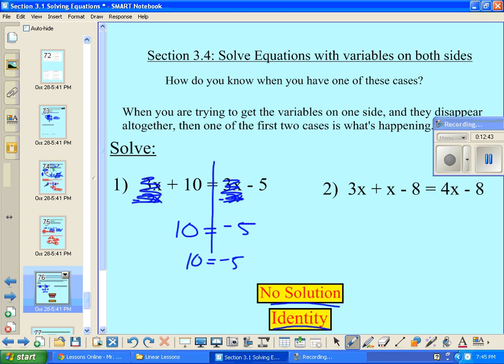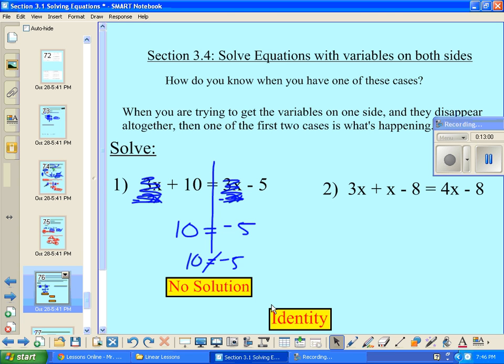Again, all the variables are gone, and so this is one of the special cases. I'm looking at that statement, and it's not true. 10 is not equal to negative 5. So I put a little slash through the equal sign, and when I think about my two special cases, this is the one where there's no solution. No number will work. There's no value for x I could plug into that original problem and make the equation true. So this is what you'd write for the answer. You put a slash through that equal sign once you get down to that final statement, because it's not true, and then you write the words no solution.